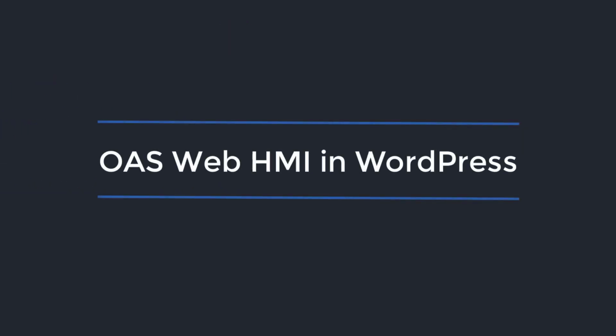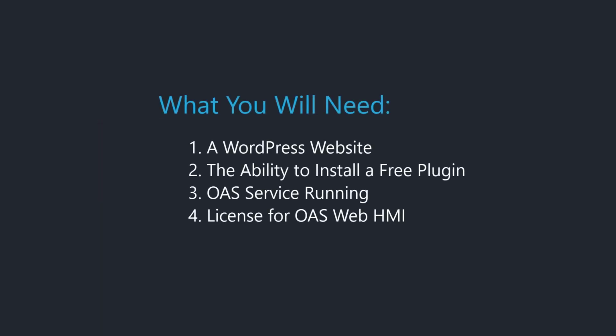In this tutorial, I'm going to show you how to use OAS Web HMI with your WordPress site. You will need to have a WordPress website and the ability to install a free plugin on it in order to complete this tutorial. Depending on your plan with WordPress or your user restrictions, you may or may not be able to do this. You will also need to have the OAS service running and a license for OAS Web HMI.